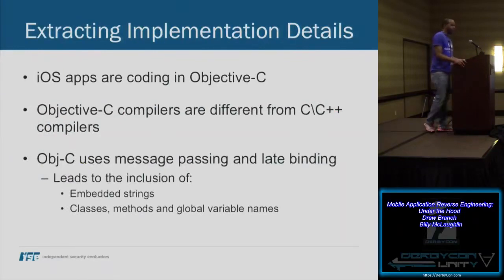So, extracting implementation details. iOS applications are coded in Objective-C. Objective-C compilers are different from C++ compilers. Objective-C uses message passing and late binding, which leads to the inclusion of embedded strings, class information, methods, and global variable names. Message passing is when objects send each other messages. Late binding allows classes to handle the same messages in a different manner than other classes.